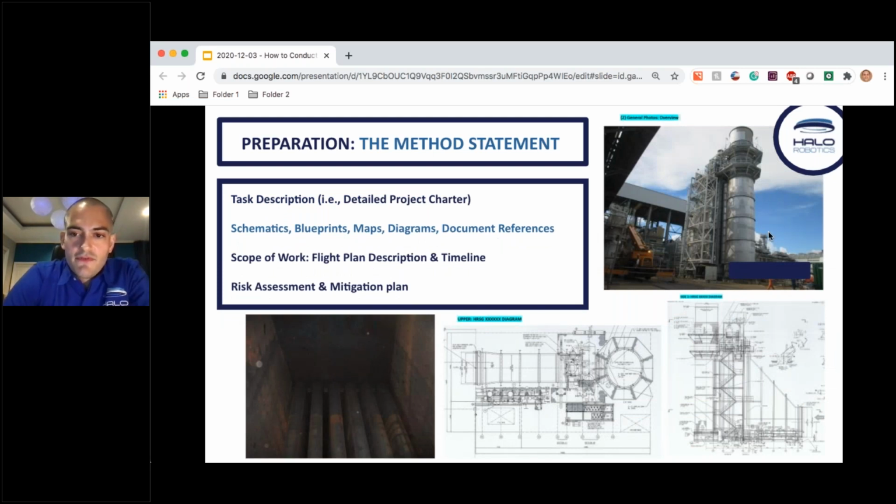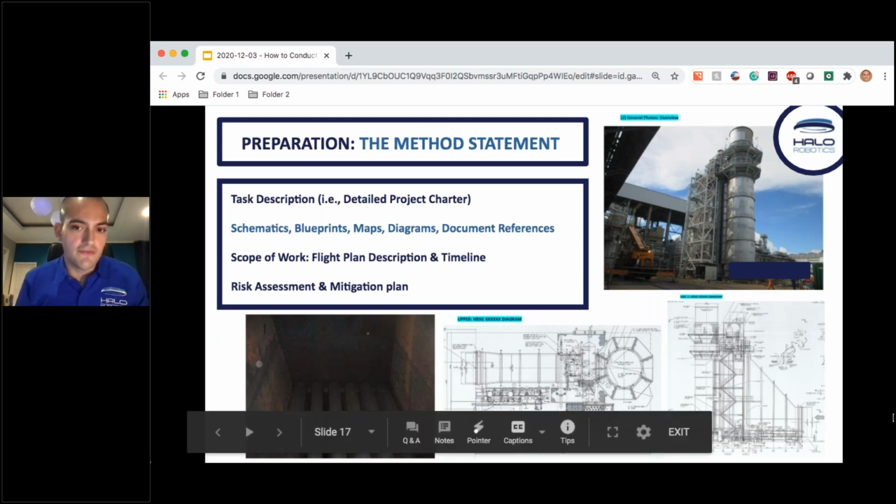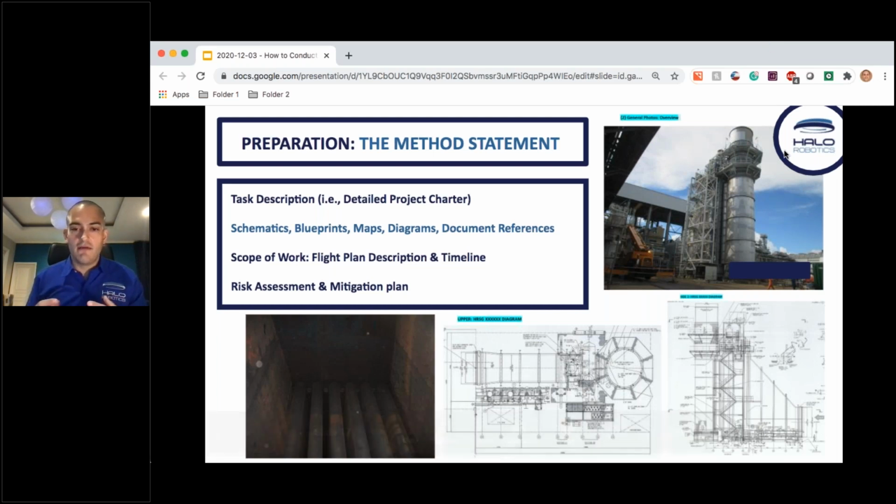Okay, so here is the next section of the method statement, and again, this is going over real examples of actual method statements and why it's so important. The next section is schematics, blueprints, maps, diagrams, document references, basically anything that is going to give you an indication of what you are dealing with and the scope of work. This is really important, especially if that asset has not previously been proven to be inspected with drones. Boiler tanks, gas pressure vessels, big LNG tanks, crude oil tanks, this is all now very well proven for the Helios 2.